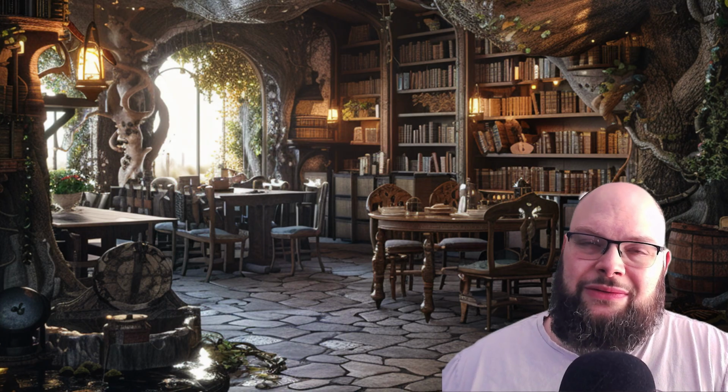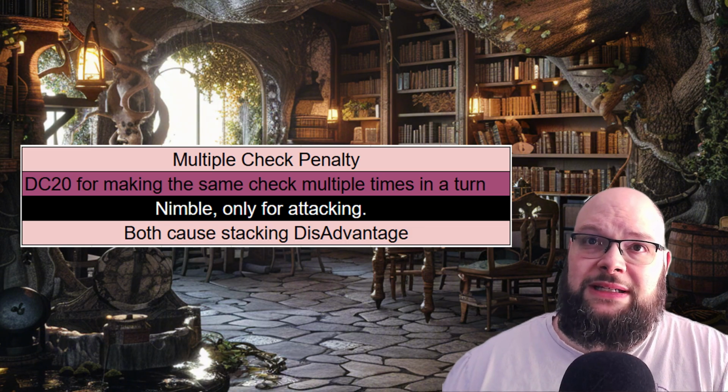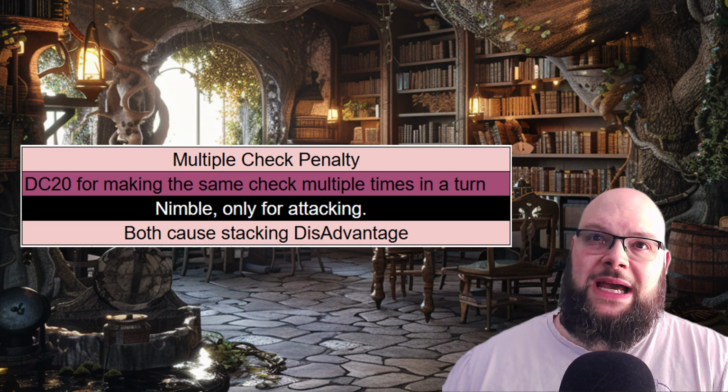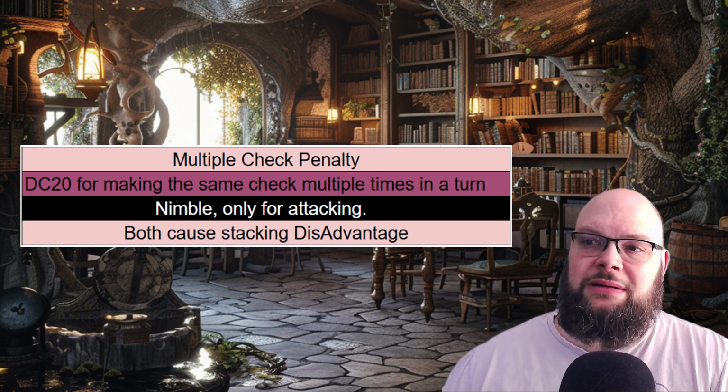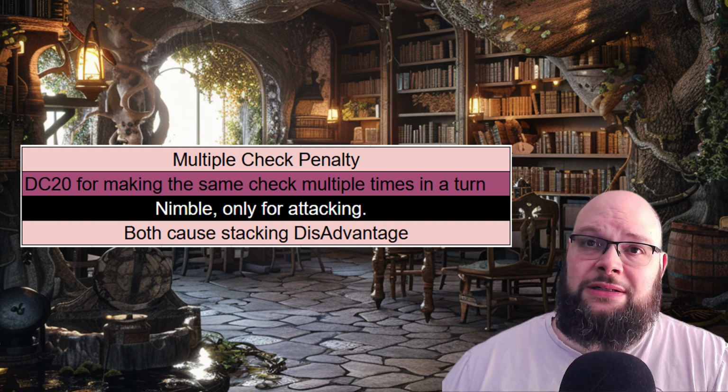So now that we're ready to spend those action points, let's take a look at how these two systems handle the multiple check penalty or something similar to that. Both systems use stacking disadvantage in cases where characters are doing the same action multiple times. In DC20, it's for making the same check multiple times in a turn. So if you make multiple attacks, cast multiple spells, make multiple medicine checks, make multiple analyze creature checks, multiple athletics checks for grappling, shoving, that kind of thing.